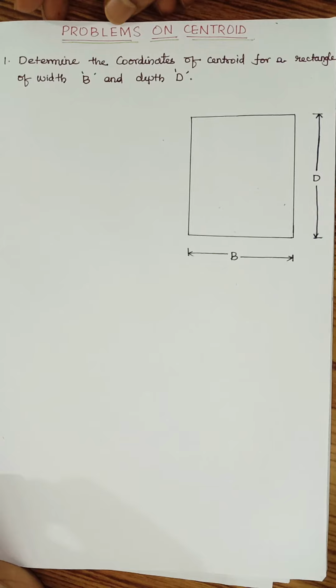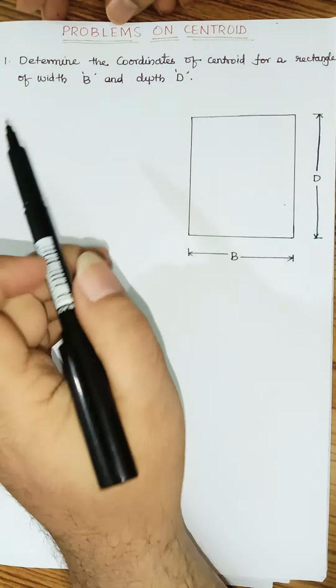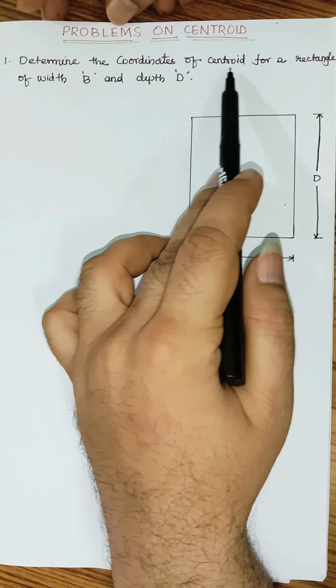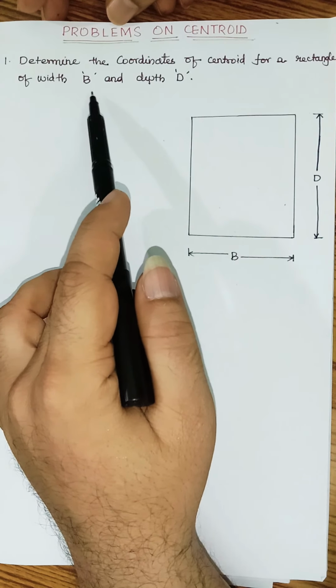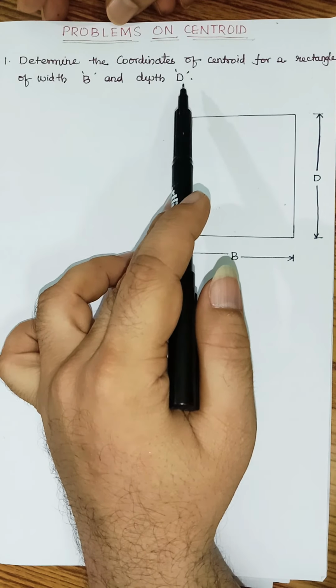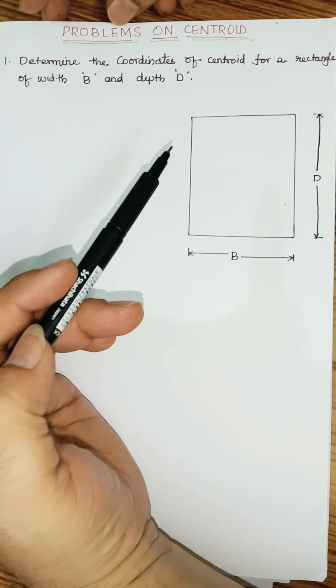And regarding the problems on centroid, I have already explained the concept of centroid, what exactly is centroid, center of gravity, and center of mass. So today I'm going to explain the problem which was already discussed in the class, that is, determination of coordinates of the centroid for a rectangle whose width is b and depth capital D.